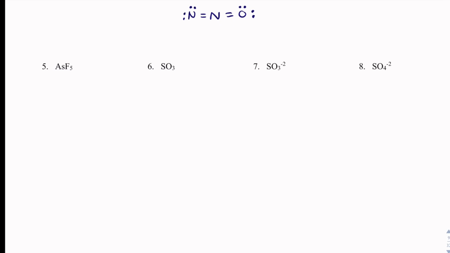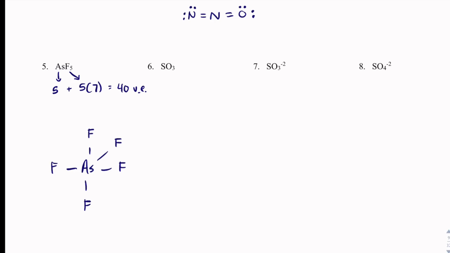Let's do 5. We have arsenic. Arsenic is in family 5A, so it has 5 valence electrons. We have 5 fluorines. Each fluorine has 7 valence electrons, so we get 35 plus 5. We get 40 valence electrons here. Arsenic is our unique atom, so it will go in the middle, and I will put fluorine around. There's 5 of them, so I'm going to do 4. And then on that 5th one, just squeeze it in somewhere, and we get something that looks like this.